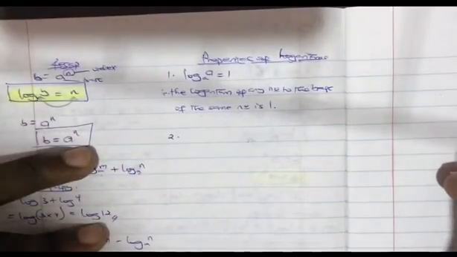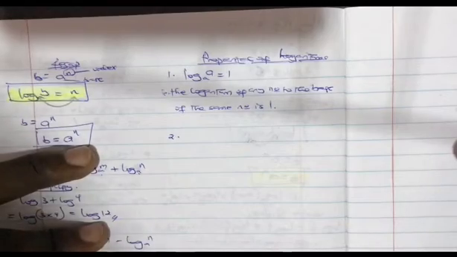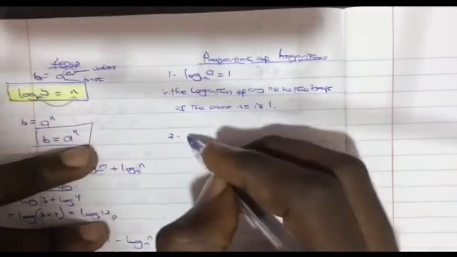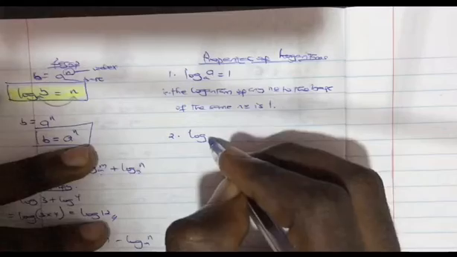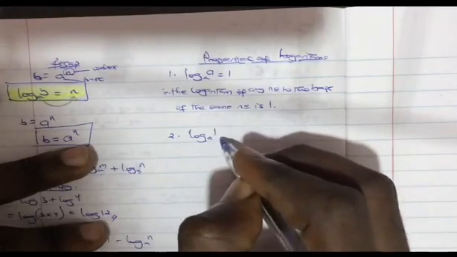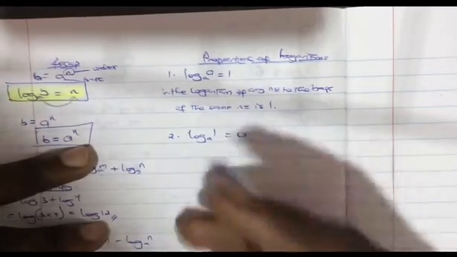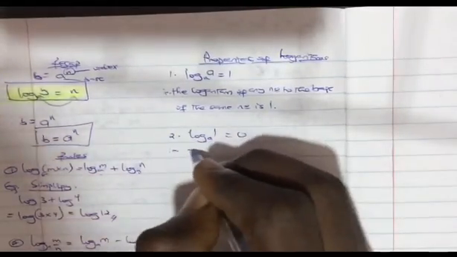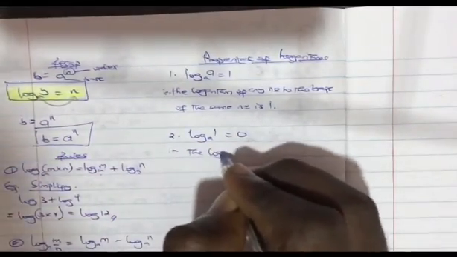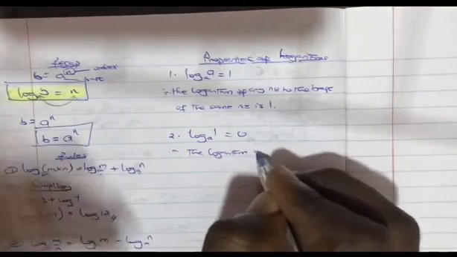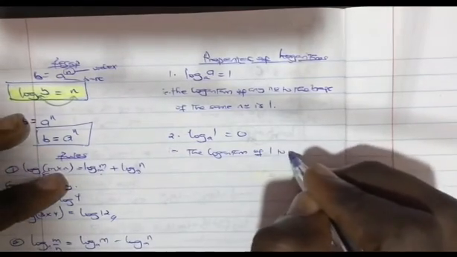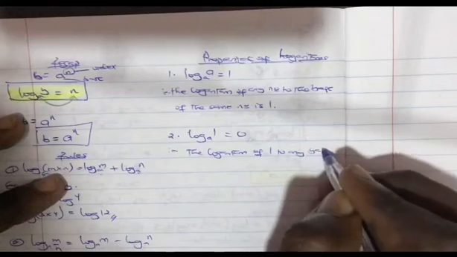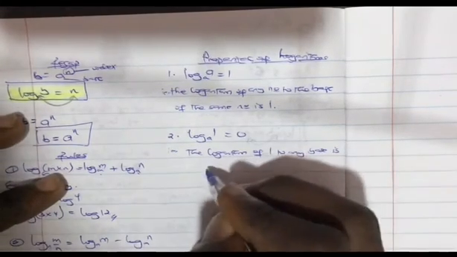So what's the second law? The second property is that log of 1 to any base is 0. So the logarithm of 1 to any base is 0. Note that the logarithm of 1 to any base is 0.